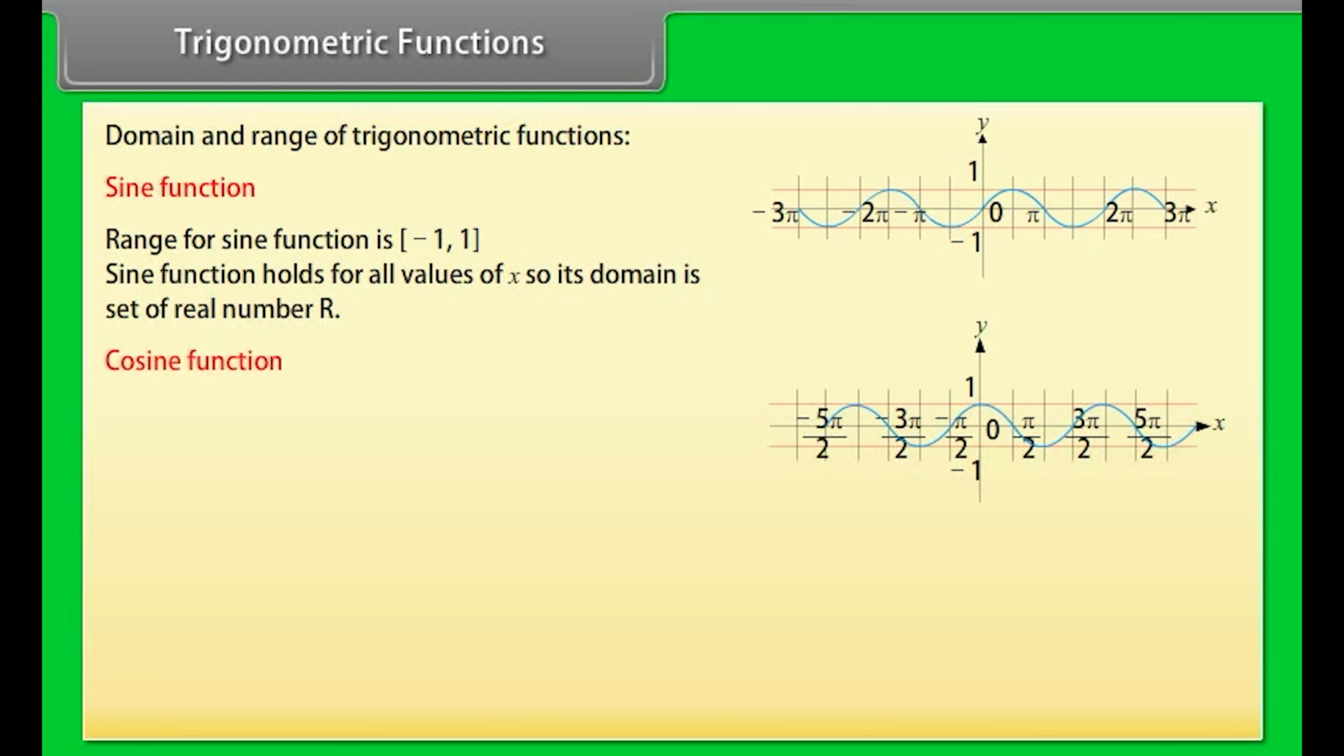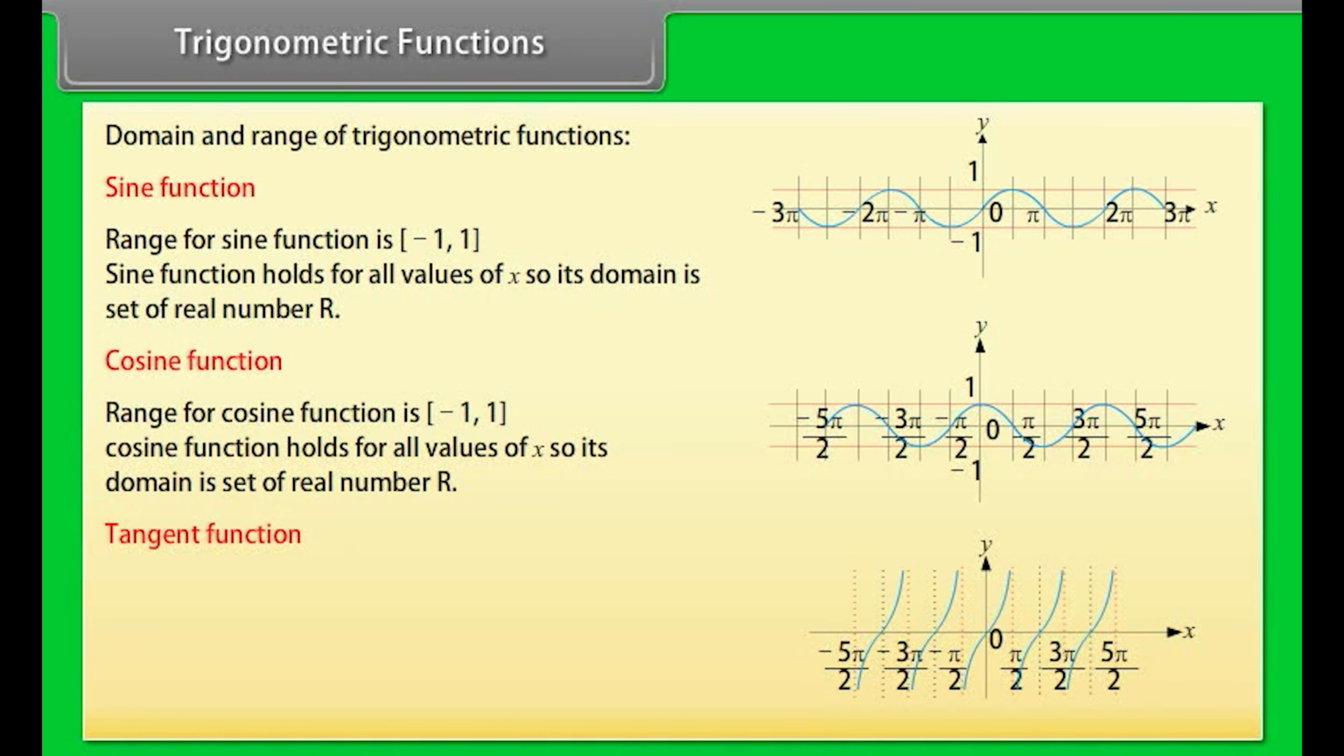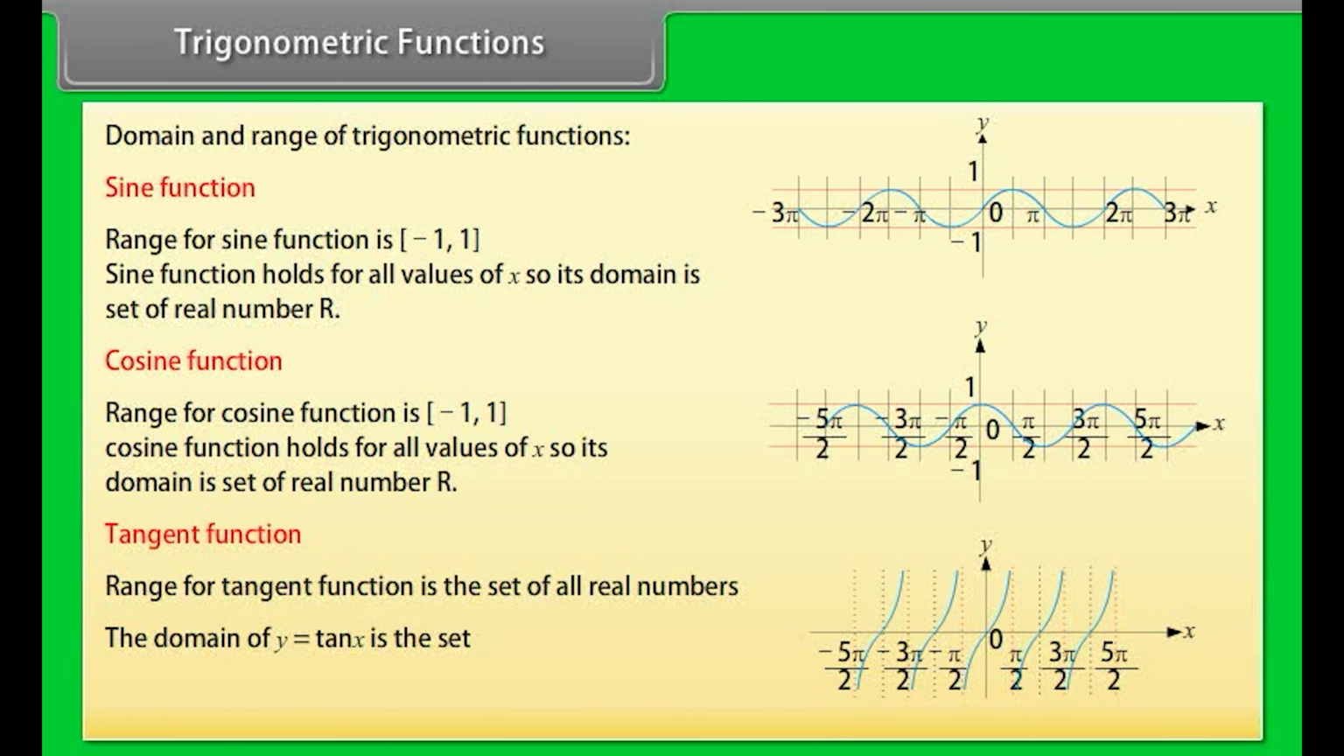Cosine function. Range for cosine function is -1 to 1. Cosine function holds for all values of x, so its domain is the set of real numbers R. Tangent function. Range for tangent function is the set of all real numbers. The domain of y equal to tan x is the set x belongs to real numbers, x not equal to (2n plus 1) pi by 2, where n is any integer.